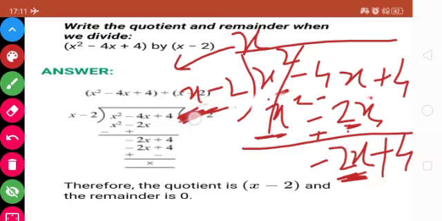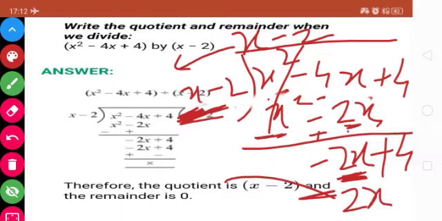So how will it be? By which number will we multiply? Here it is minus 2x and here x only. So it will take minus 2. Okay, so minus 2x it will be. So minus 2x, and when you multiply minus 2 by minus 2, this will be plus 4.